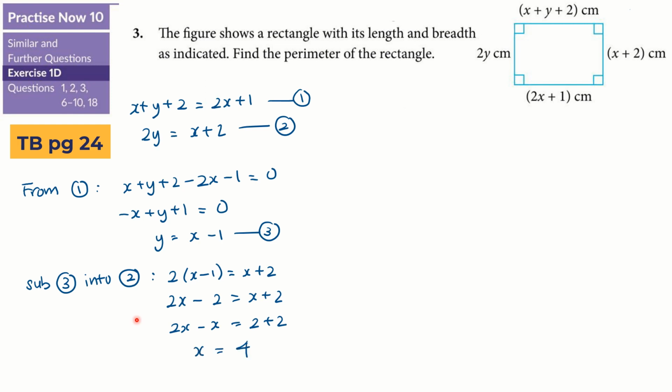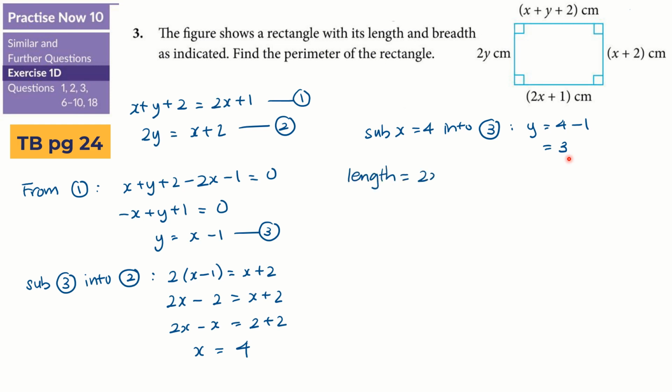We do not want to forget the objective of the question. The objective of the question is to find out the parameter. So we have only found out the value of x. We need to know the value of y as well in order to know the length and the breadth. So substituting x equals 4 into equation 3 will help us to efficiently find the value of y. That will give us 3.